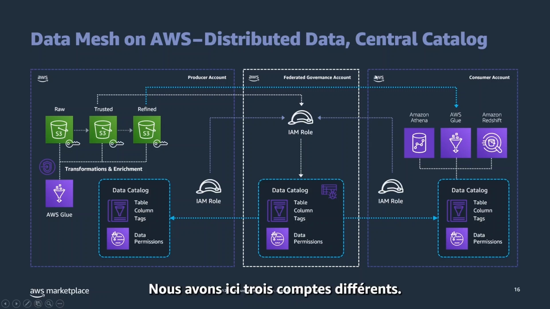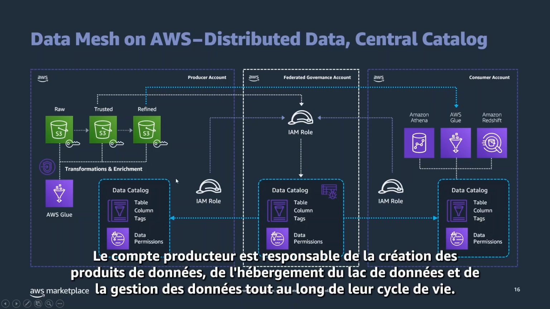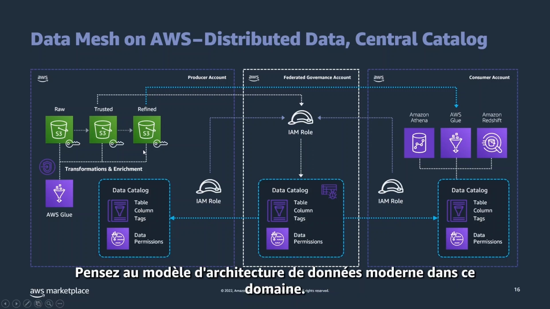We have got three different accounts here. The producer account, the federated governance account, which is a central account that controls the catalog, and the consumer account. The producer account is responsible for creating data products, hosting the data lake, and managing the data through its life cycle. Think about the modern data architecture pattern in this domain.